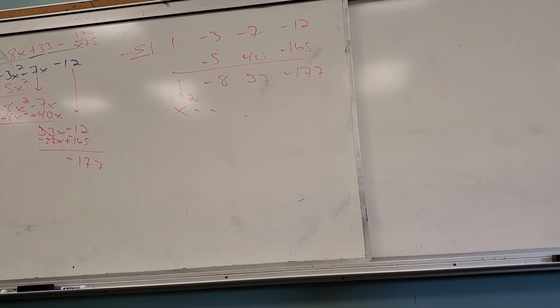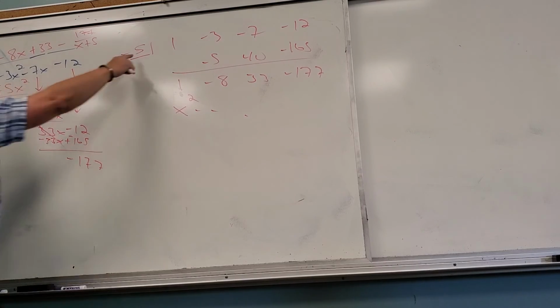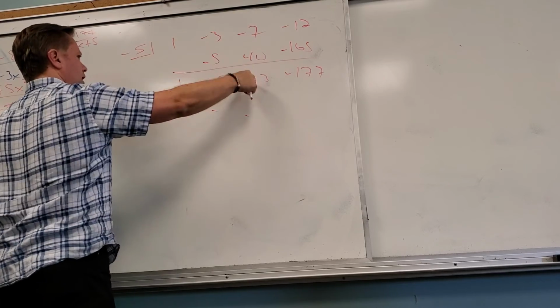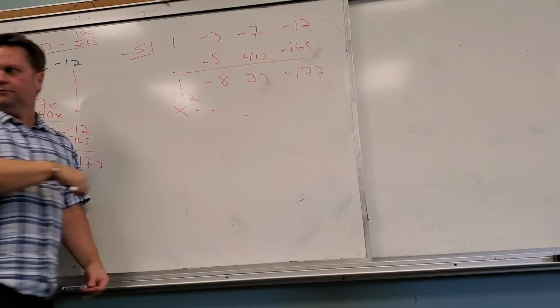-1 times 5. Yeah, -5 times 1 is -5. Add, multiply. Add, multiply. Add. Oh, that's where I messed up.